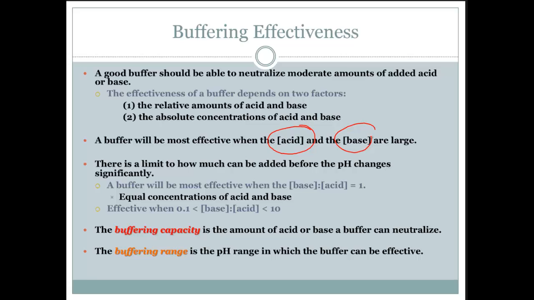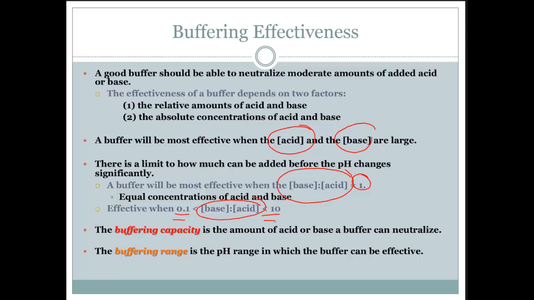A buffer will be most effective if the concentration of the base to the concentration of the acid, that ratio, is equal to 1. Equal concentrations of the acid and base. It's effective when that ratio is between 0.1 and 10.